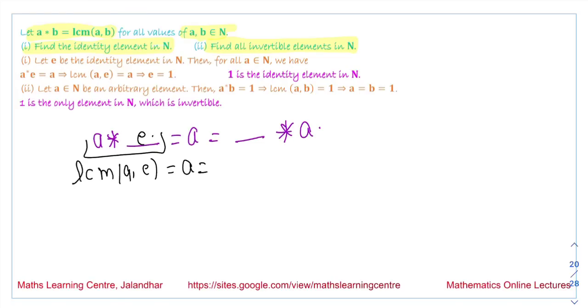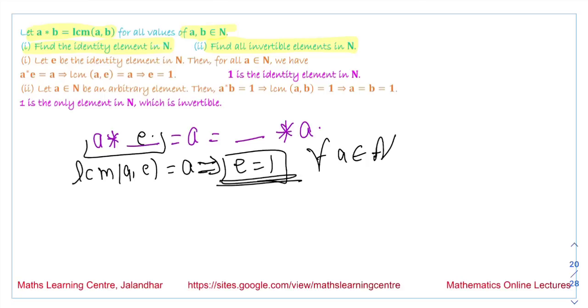And this thing is only possible when E is equal to 1. And this should hold for all A belonging to the set of natural numbers. This is only possible if we consider E equal to 1. We are saying the LCM of any number A with the element 1 will be equal to A. So 1 is the identity element in N.